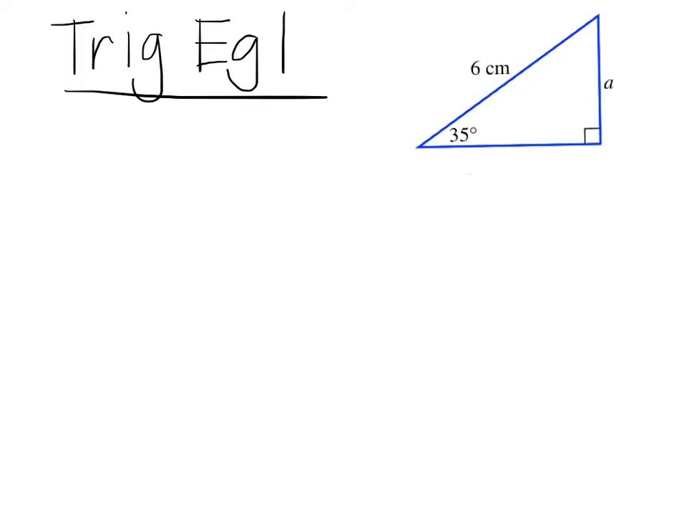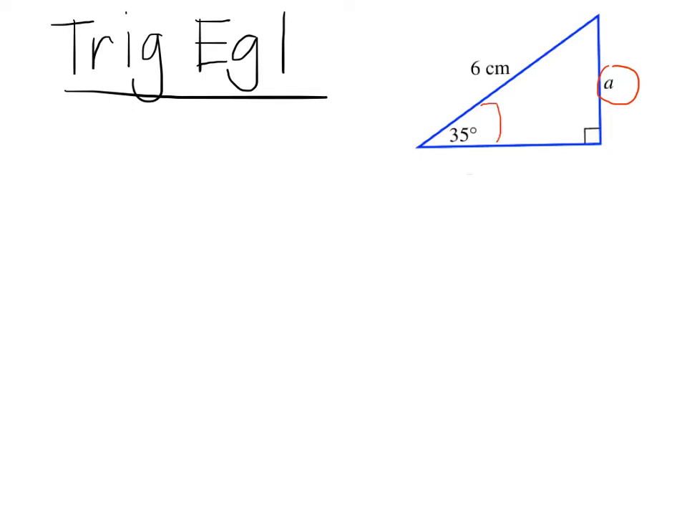Trigonometry example 1. So what we're looking at here, we are going to find the unknown side, which has been labelled A. Our first thing to do with any trig problem is to label our sides with either O, A or H. And we do this with reference to the angle. And our angle is here, so 35 degrees.